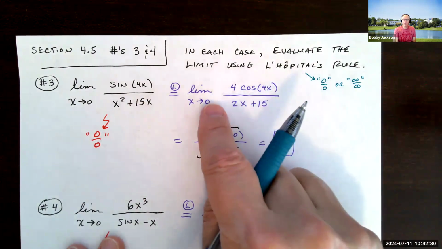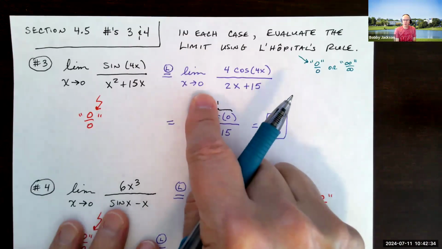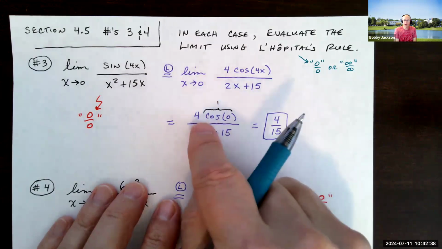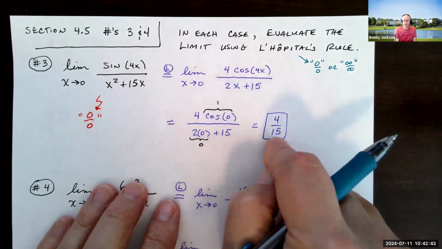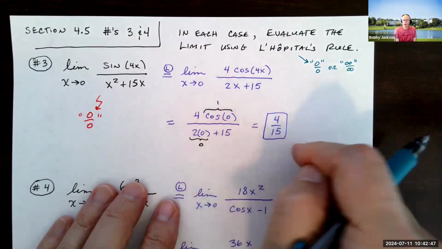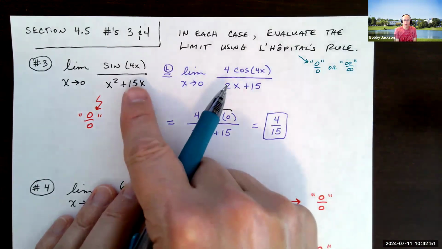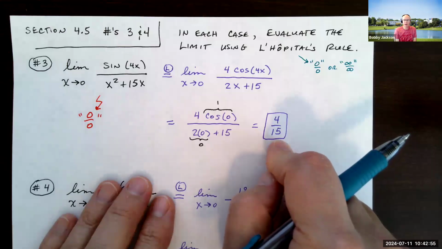Now notice this limit I can evaluate directly by direct substitution. This function here is continuous at x equals 0. If I plug in 0, of course 2 times 0 is 0, so I get 15 in the denominator. Up top, cosine of 0 is 1, so I get 4. So the limit is 4/15. Again, your problem might have slightly different numbers, but this should be the case.